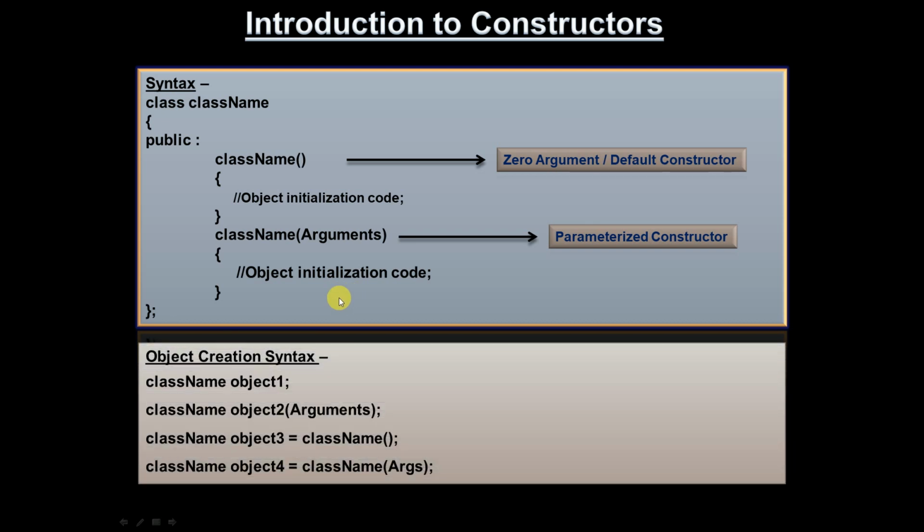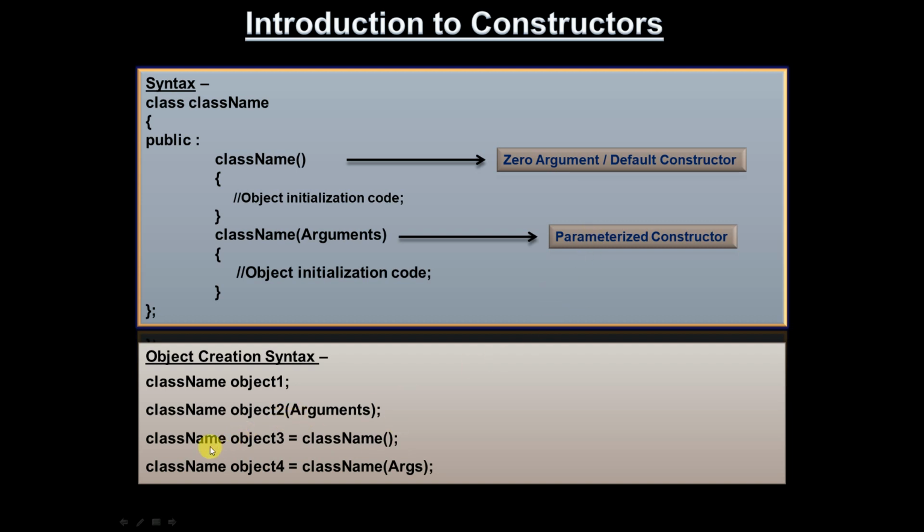For that, let's talk about object creation syntax. Now you can see class name, object 1. Here if you are not providing anything, then it will call the zero argument constructor. The second one, class name object 2, you pass the arguments, and now it will call the parameterized constructor. First memory will be allocated for the object, and to initialize the object's memory, the constructor will be called. If you are not passing arguments, the zero argument constructor will be called. If you are passing arguments, the parameterized constructor will be called.